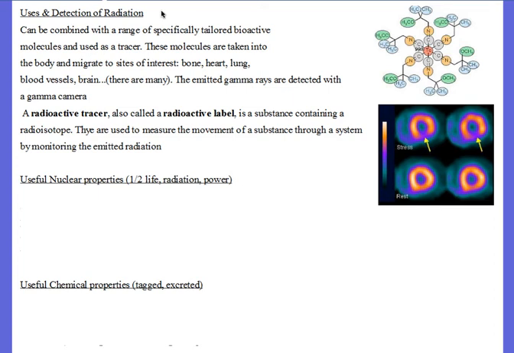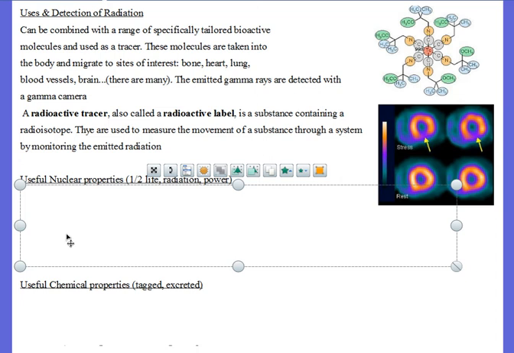One example use is detecting blood flow in the heart. For example, this is a T99 scan of blood flowing through one of the coronary arteries, and as it's detected, there's a flaw in the wall of the coronary artery there. So it's very important for this non-invasive diagnosis. What are its useful nuclear properties? Let's have a quick look at those.